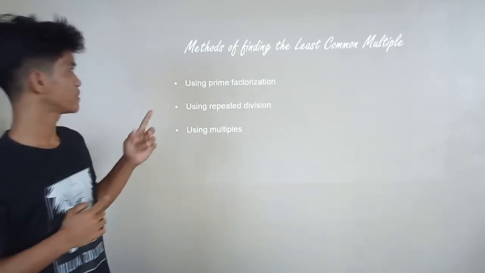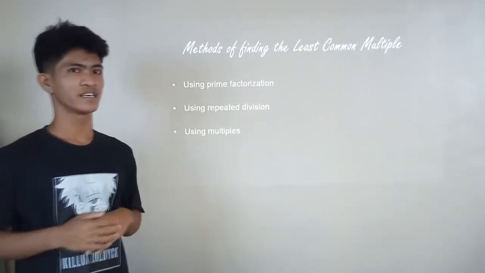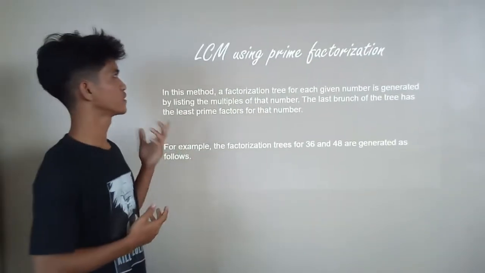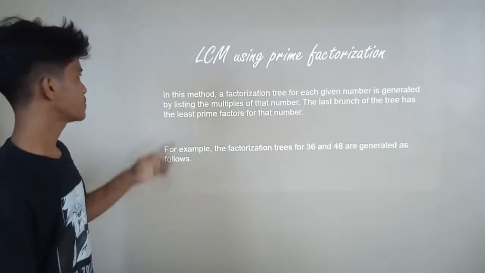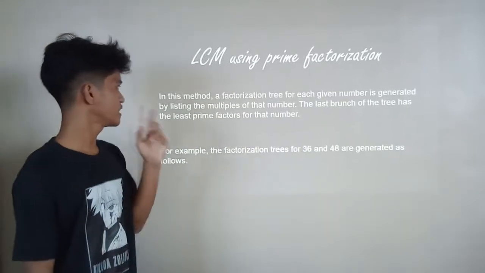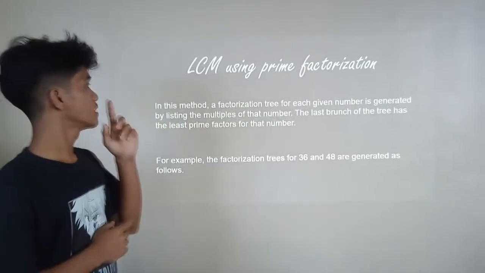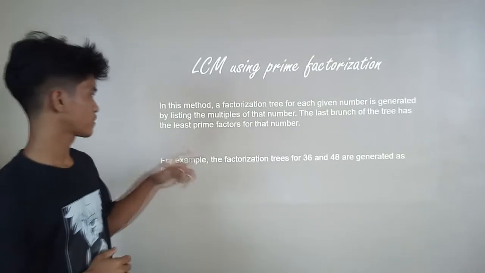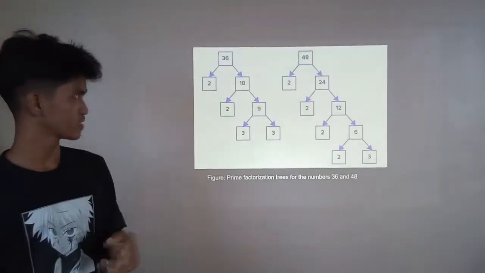First is using prime factorization. Second, using repeated division. And third, using multiples. And here is the example of finding the LCM using the prime factorization. In this method, a factorization tree for each given number is generated by listing the multiples of that number. The last branch of the tree has the least prime factors for that number. For example, the factorization trees for 36 and 48 are generated as follows.